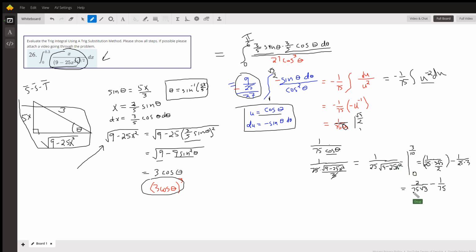Okay, and this is one way to do it. You could rationalize the denominator and write it a little bit differently. I think you get something like 2 minus the square root of 3 over 75 radical 3. And you could rationalize, blah, blah, blah. But there you go.